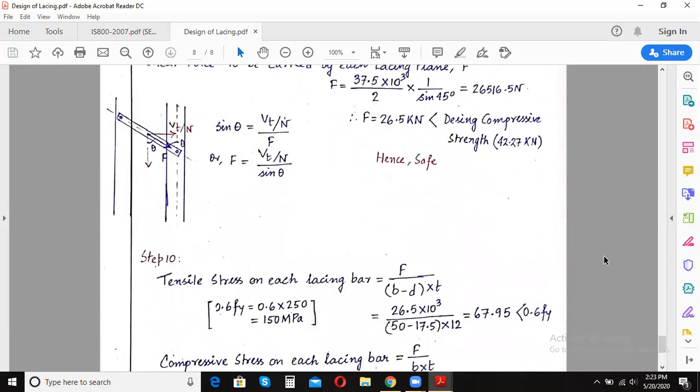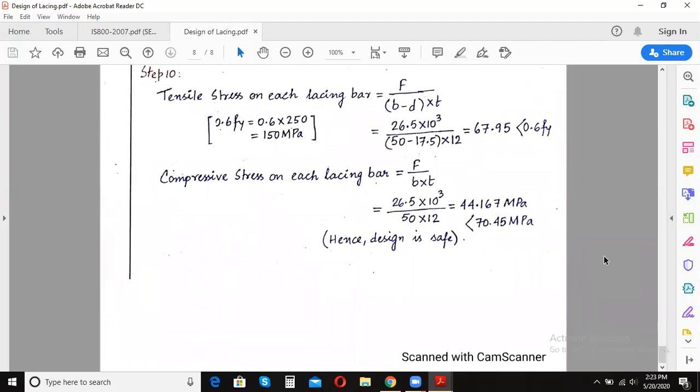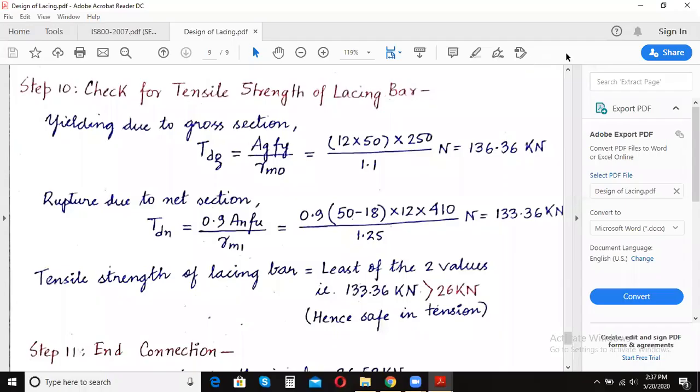Okay, the next thing you have to do is calculate the tensile strength. The tensile strength of the lacing bar should be calculated with respect to two criteria. First is yielding due to cross section, and second is rupture of net section. For the first case, we have TDG, that is yielding due to cross section.